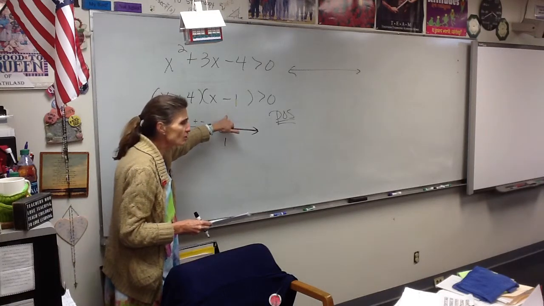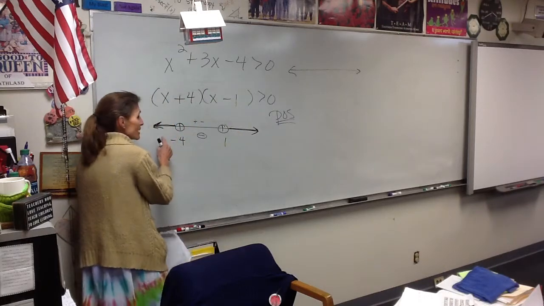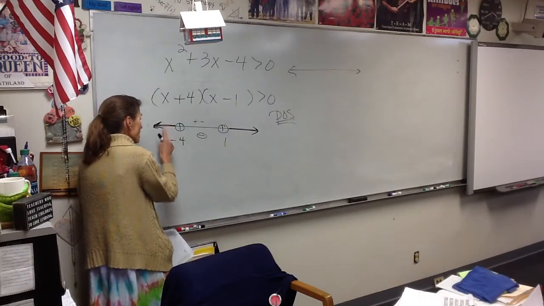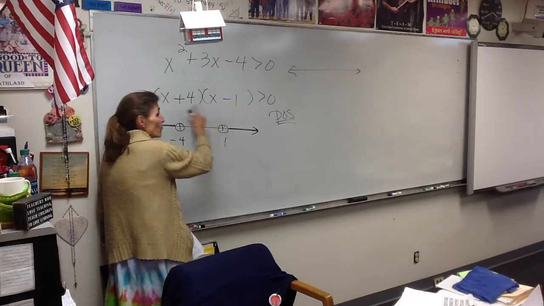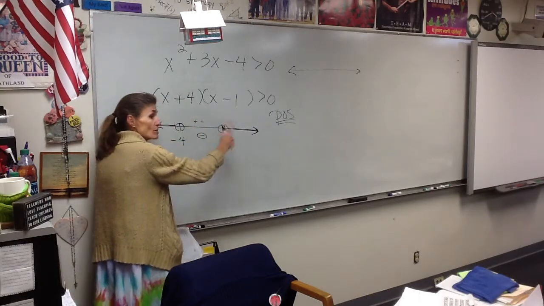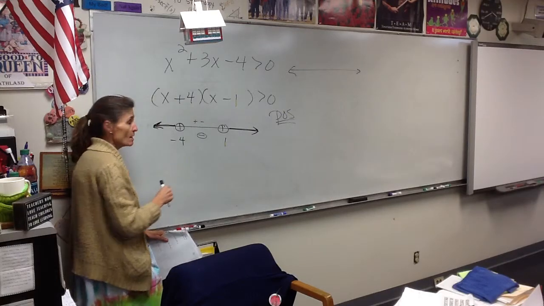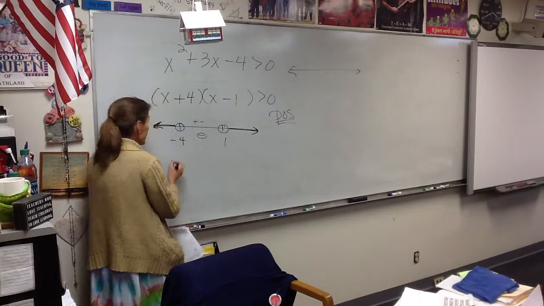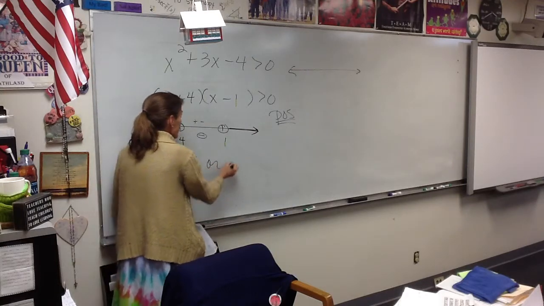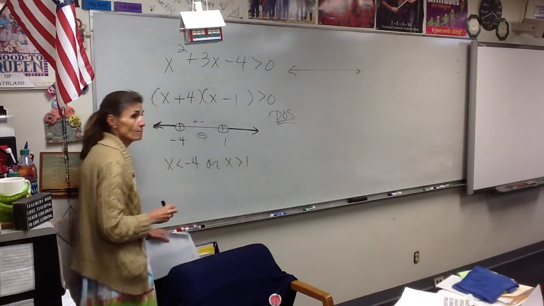If that's confusing to you, then pick another number, check this space, and check this space. But I'm telling you, as long as there's no squares here, every other section is going to work. As soon as we figured out this one didn't, I know these are going to. So my answer is everything less than -4 or greater than 1.